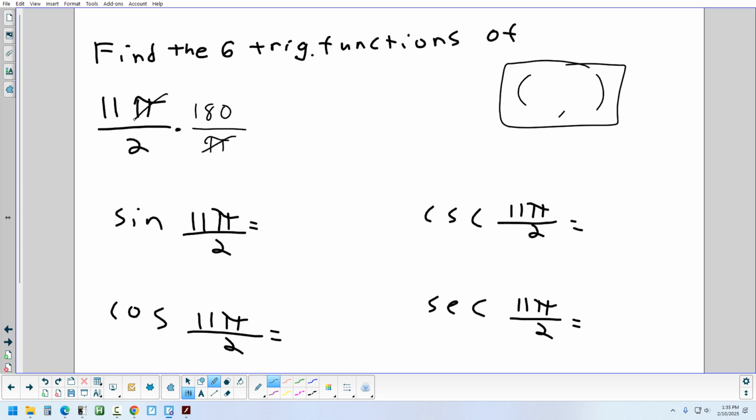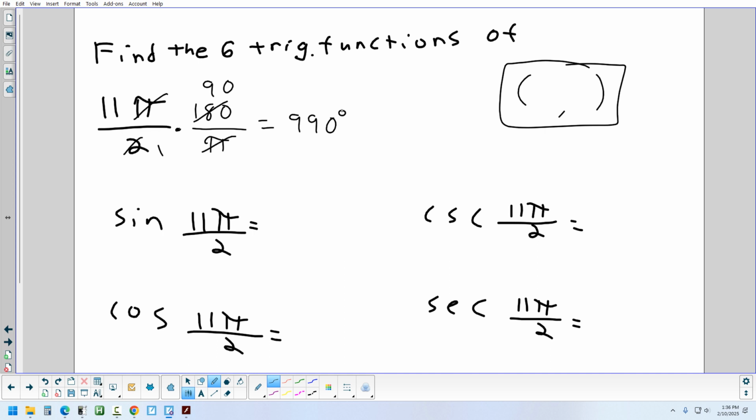11 times 180. We could, but we can reduce first. 180 divided by 2 is 90. And then 11 times 90. Can you do 11 times 9 and add a 0? How much is that? 990. What's 9 times 11? So we got 990. So now we have an angle.